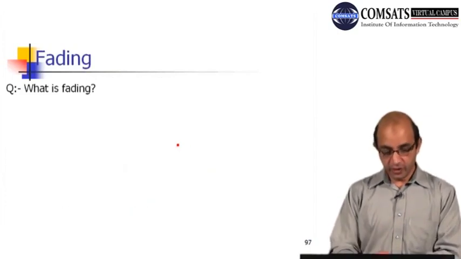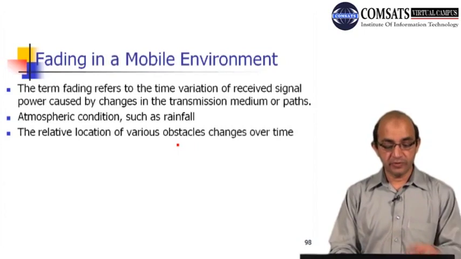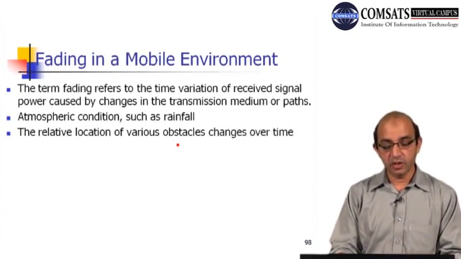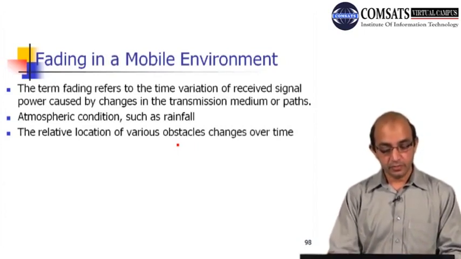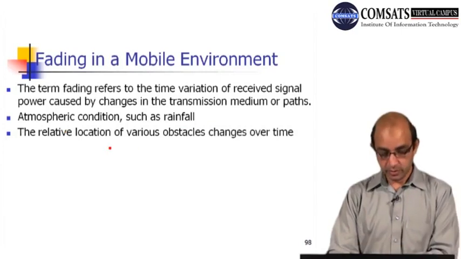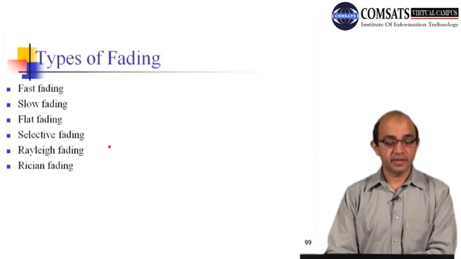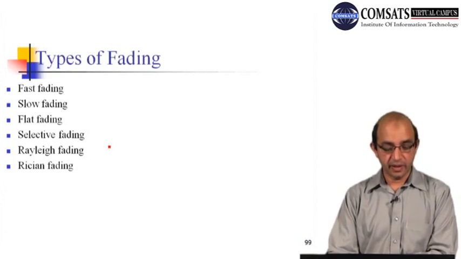So fading, what is fading? Fading refers to the time variation of received signal power caused by changes in the transmission medium or paths. There are certain reasons for the underlying fading: atmospheric conditions such as rainfall. We have different types of fading: fast fading, slow fading, flat fading, selective fading, and Rayleigh fading, right?